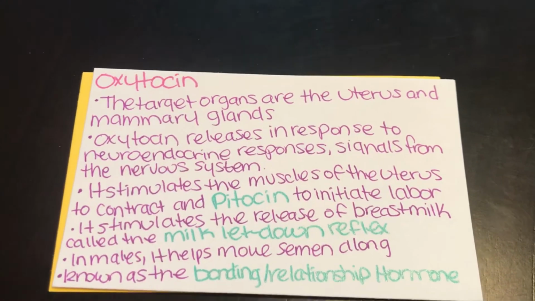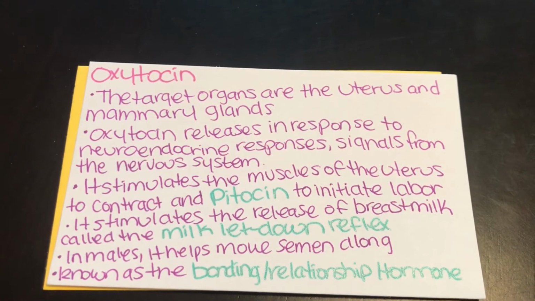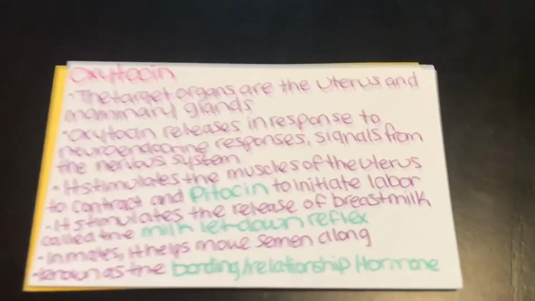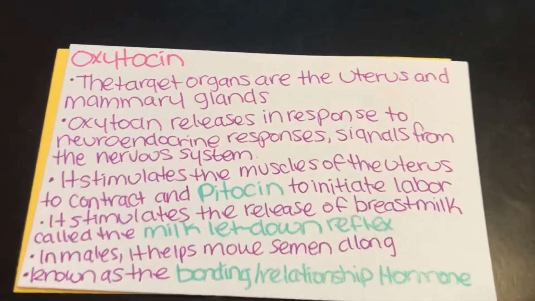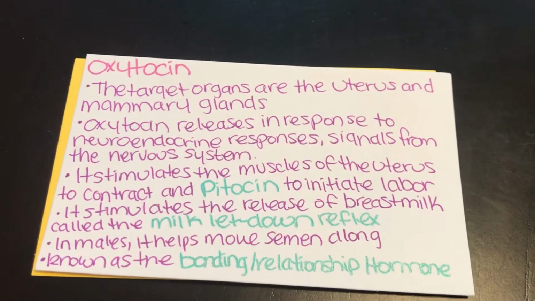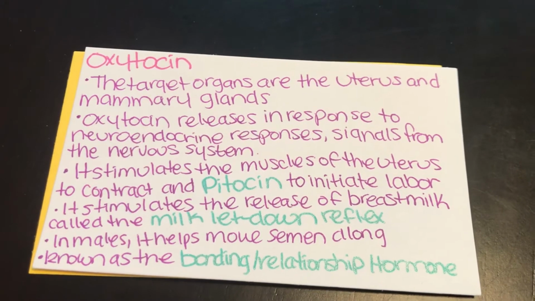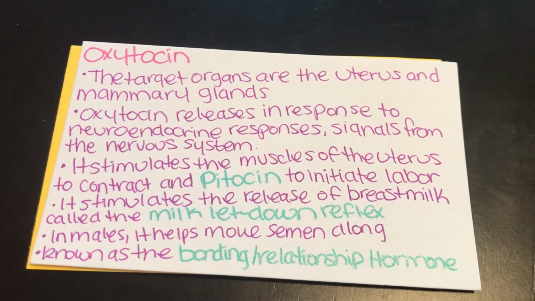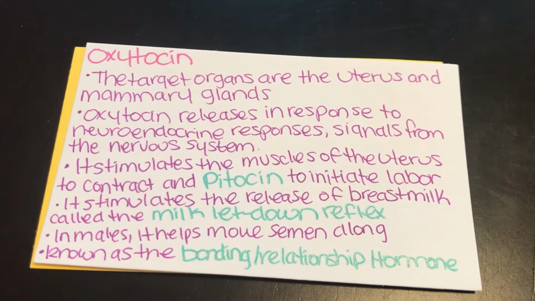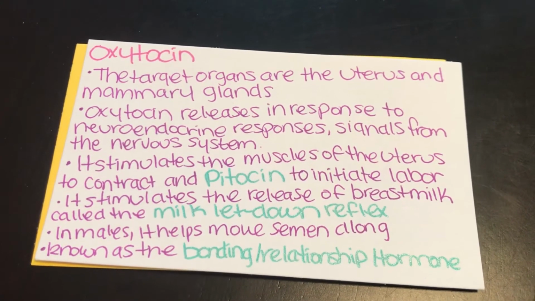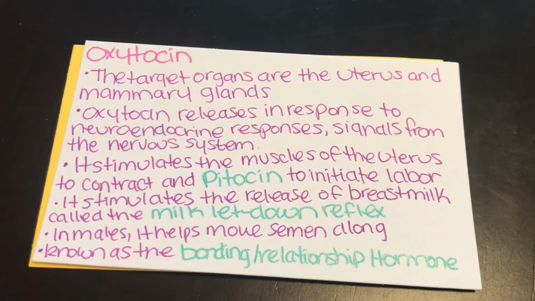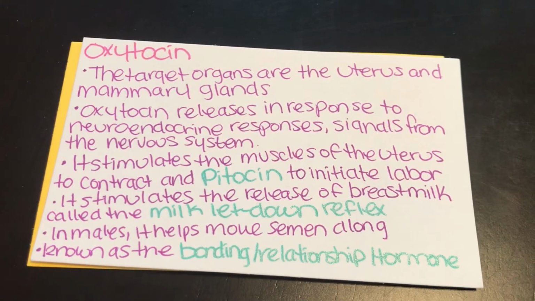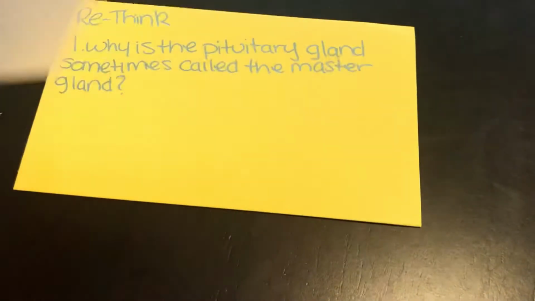Oxytocin. So the target organs are the uterus and the mammary glands. Oxytocin releases in response to the neuroendocrine responses, signals from the nervous system. It stimulates the muscles of the uterus to contract and pitocin to initiate labor. It stimulates the release of breast milk, called the milk letdown reflex. And in males, it helps move the semen along. So oxytocin is known as the bonding or relationship hormone.